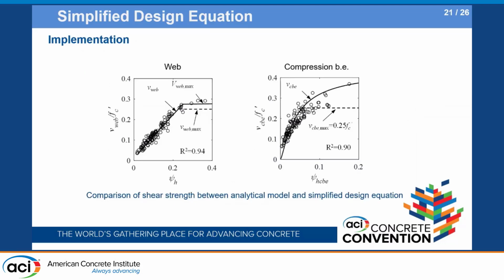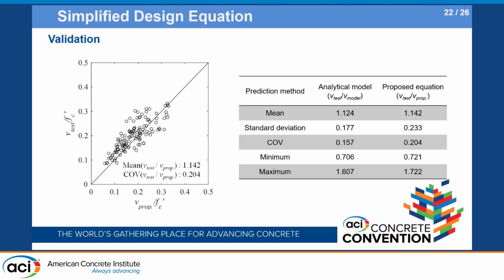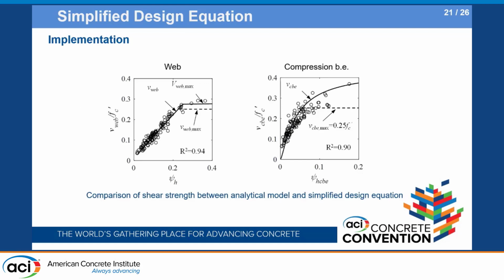Yeah, so the dots indicate the stress of web and boundary elements estimated from the proposed numerical model, and the solid lines are from the simplified equation. So with some assumptions, the closed form simplified equation can easily calculate the shear strengths without iterations.